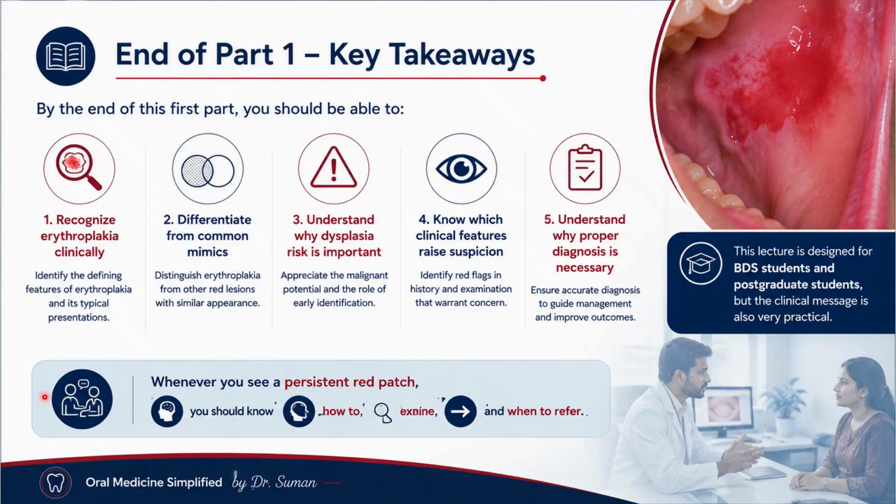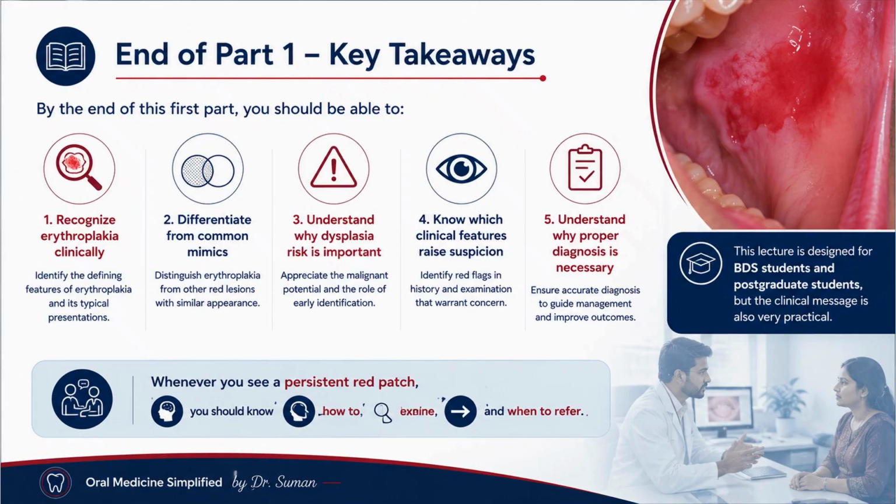By the end of this first part, you should be able to recognize erythroplakia clinically, differentiate it from common red lesion mimics, understand why dysplasia risk is important, identify the clinical features that should raise suspicion, and understand why proper diagnosis is necessary. This lecture is designed for BDS students and postgraduate students, but the clinical message is very practical.